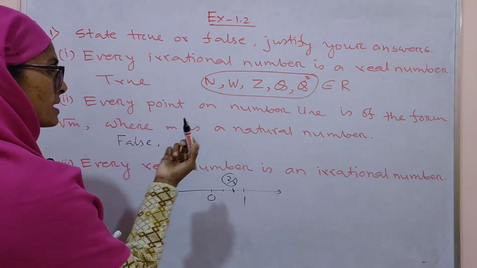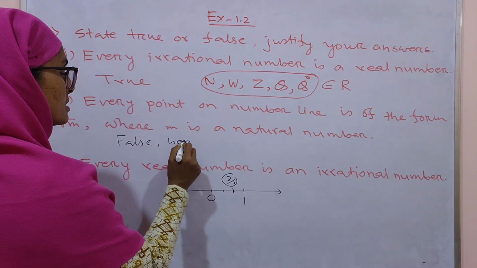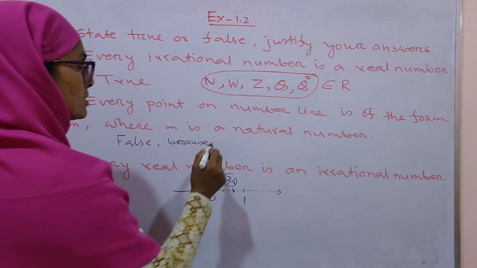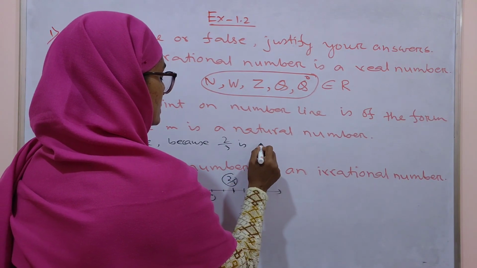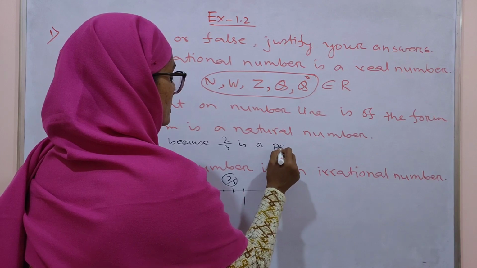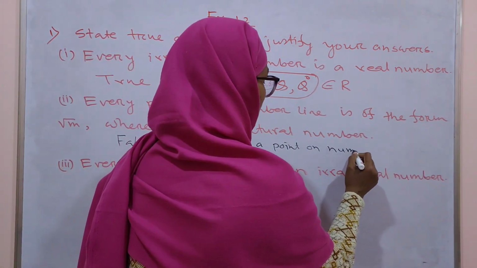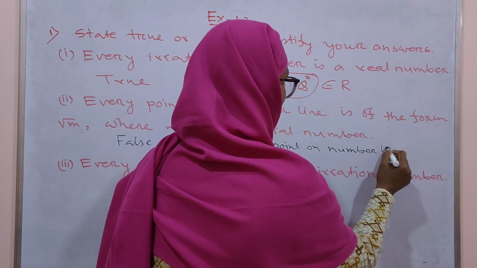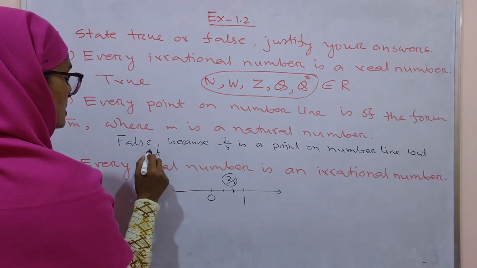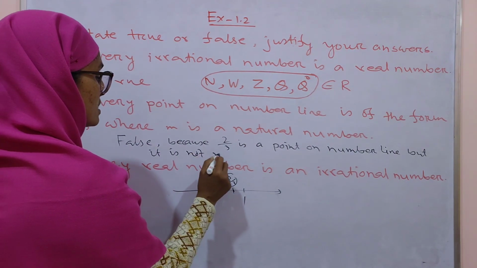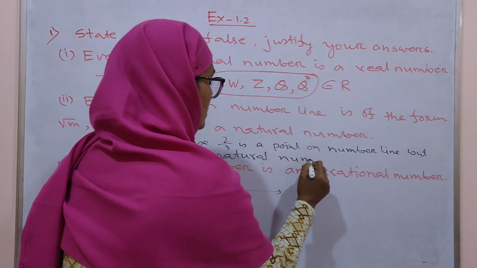You can write the reason: because 2 by 3 is a point on the number line, but it is not a natural number.